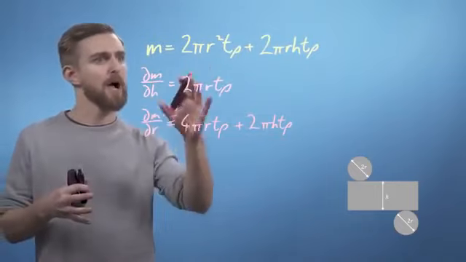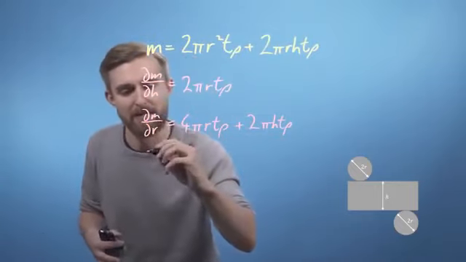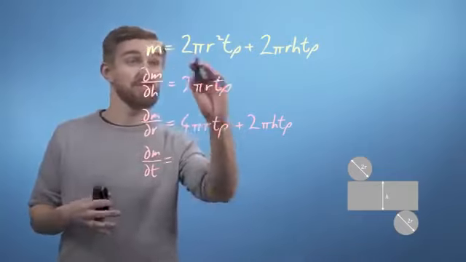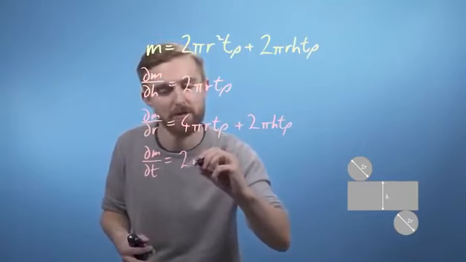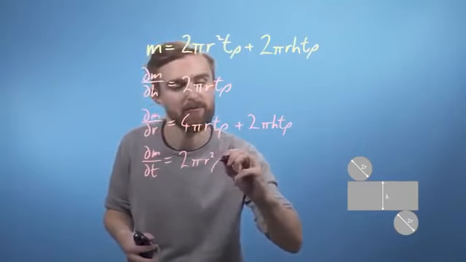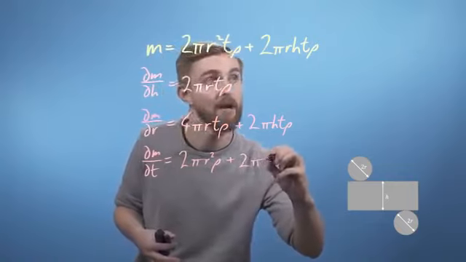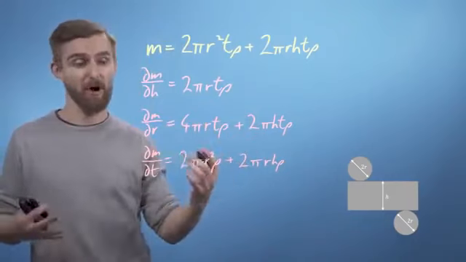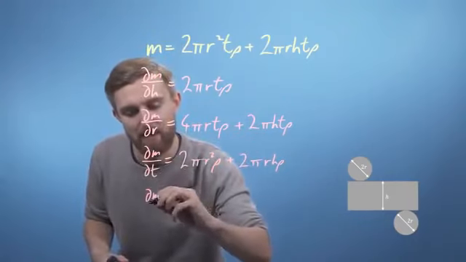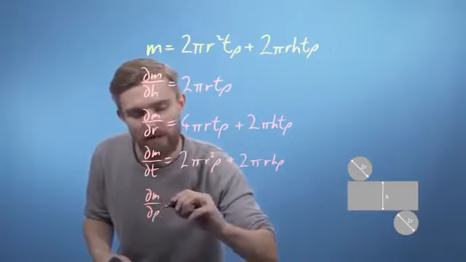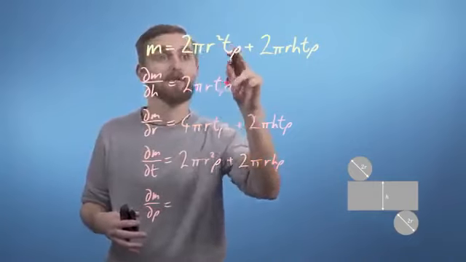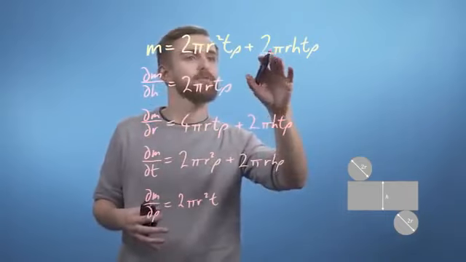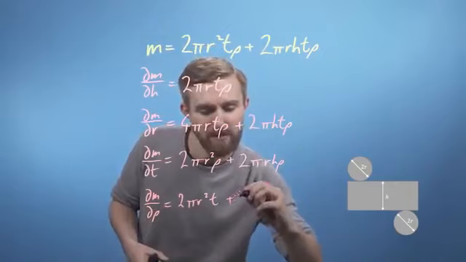Next we're going to do the variable t, and we can say dm by dt is going to equal, well there's just a t in here so it's not very exciting, 2 pi r squared ρ plus 2 pi r h ρ. And finally, all we've got left is ρ, so we can say dm by d ρ is just going to equal 2 pi r squared t, and 2 pi r ht plus 2 pi r ht.